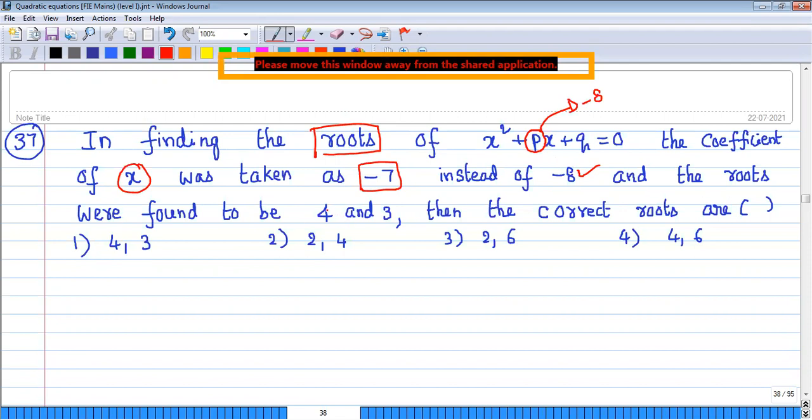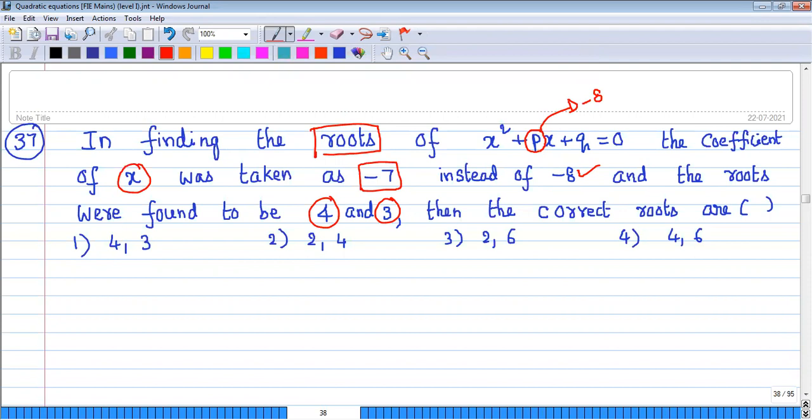And the roots were found to be 4 and 3. That means there is no mistake in the product. Product is equal to q. 4 times 3 is 12. Q becomes 12. Now what is the original equation? x square minus 8x plus 12. The original equation is x square minus 8x plus 12 is equal to 0.